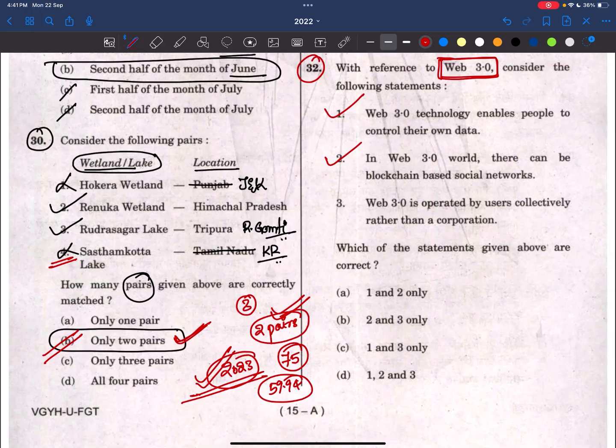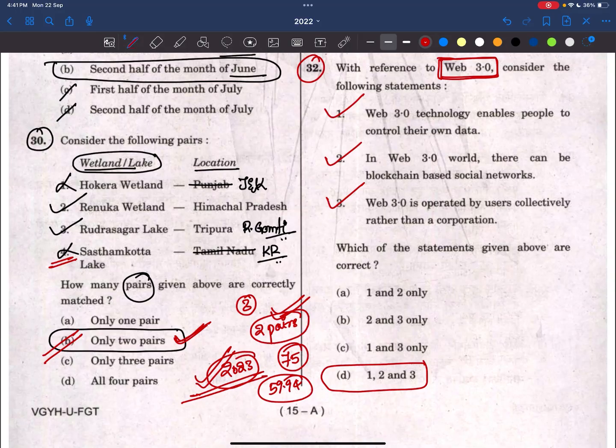It is very strict, and cyber security is also very easy, right? Web 3.0 is operated by users collectively rather than a corporation. Yes, I said so. All the people will have their own databases and they will be connected with the internet. No need of any corporations or agents. Right? The answer is 1, 2, and 3.